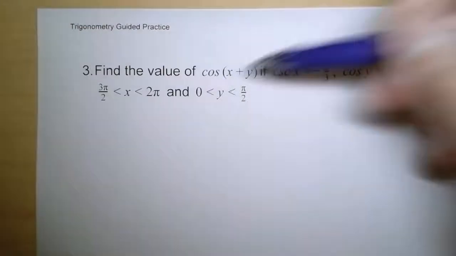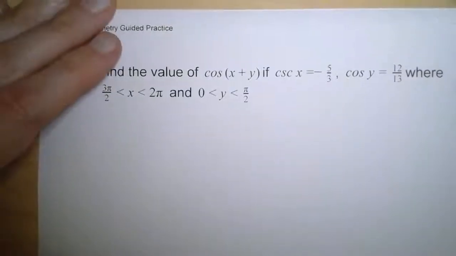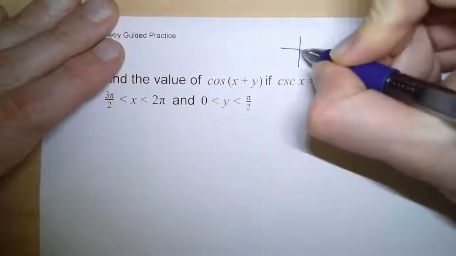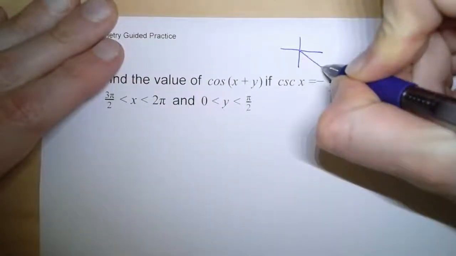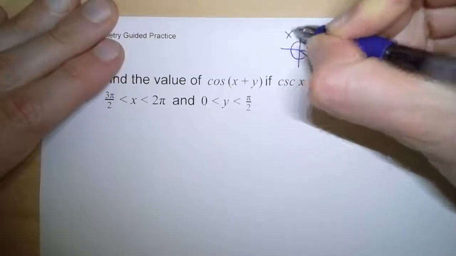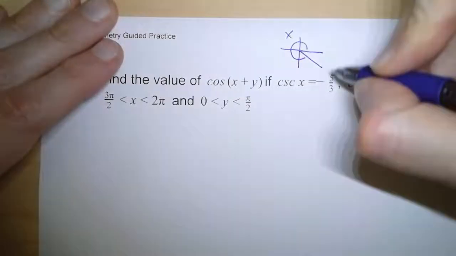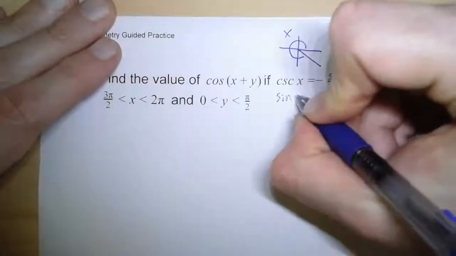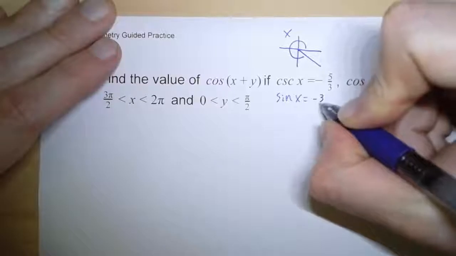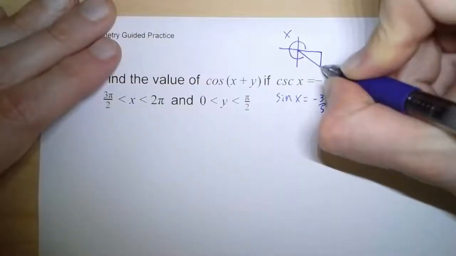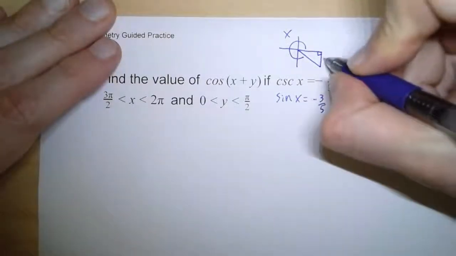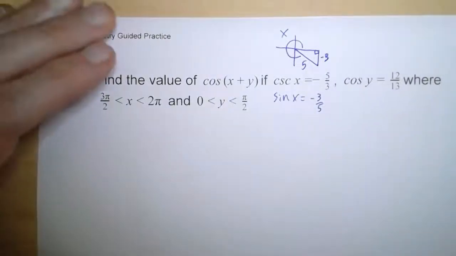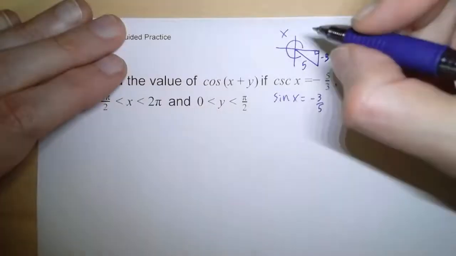So what we do is draw ourselves a little picture. So up here is angle x. Now what do we know? Cosecant is negative 5 over 3. Well, that means sine of x equals negative 3/5. So in this picture, this side is going to be negative 3, this side is going to be 5. And so using Pythagorean theorem, the adjacent side should have a length of 4.